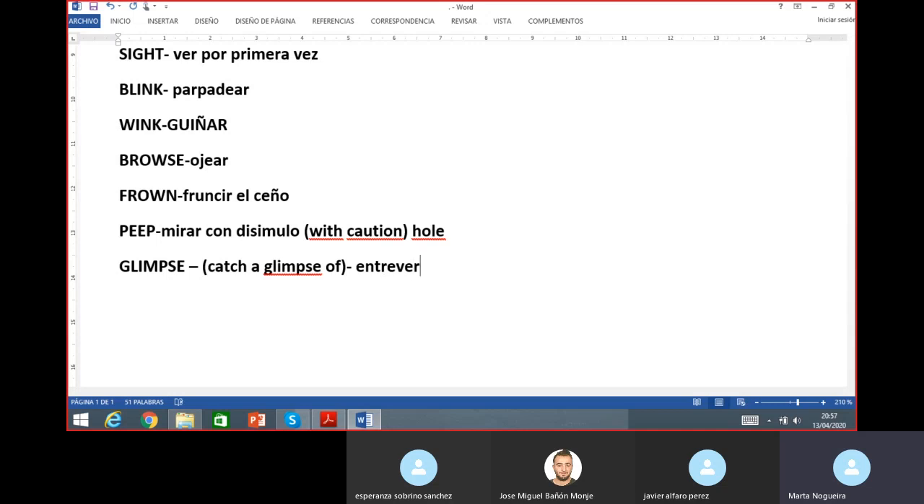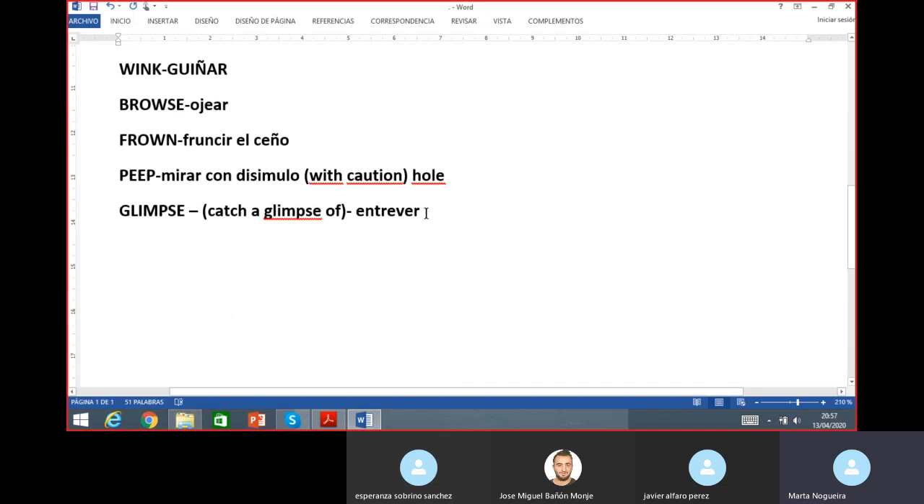Os cuento esto porque si yo os digo, ¿qué significa glimpse, profe? Pues significa have a passing view. Pues os quedáis igual. Y si os digo un ejemplo, he could catch a glimpse of the president, pues os quedáis igual, because you have to understand it in Spanish. En este caso me gusta traducirlo. And the last one.